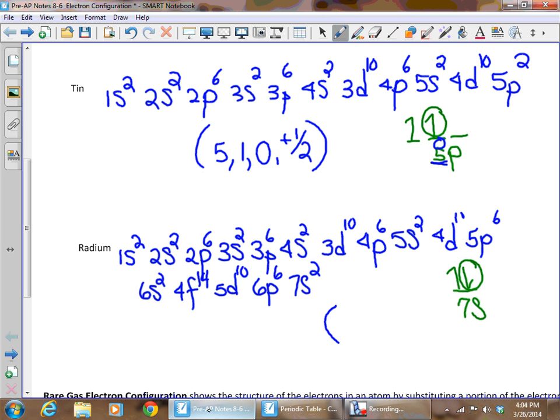So our quantum number set should be a 7 for the fact that it's in the 7th energy level, a 0 for the s sublevel, a 0 since this is the only blank, it's the middle blank, and finally, since it's a down arrow, a -1/2. So those are the pieces of information that I want you to put on your worksheet for electron configuration.